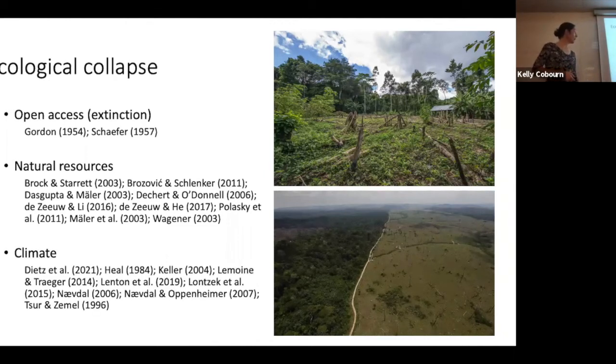There is also a growing literature that looks at the potential for collapse or tipping points in climate systems. This literature started in the mid-1980s, arguably with Heel, and has continued to expand as we've seen systems collapsing due to changes in climatic factors.